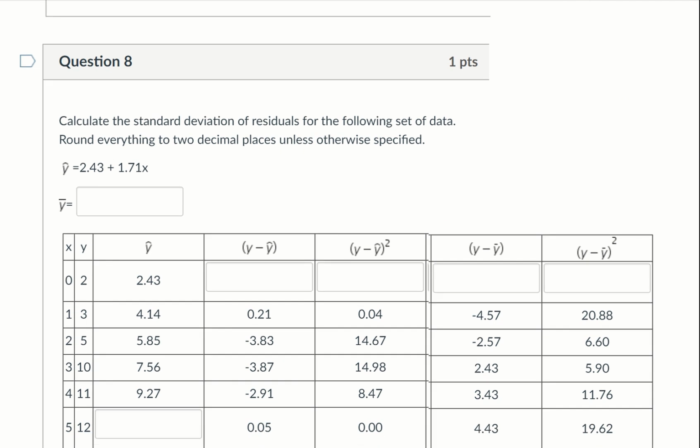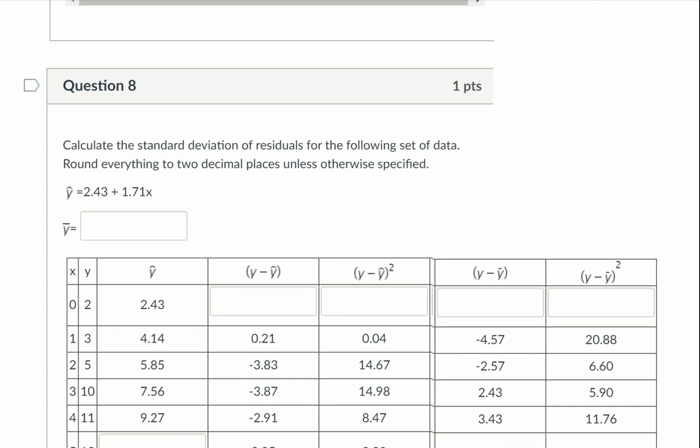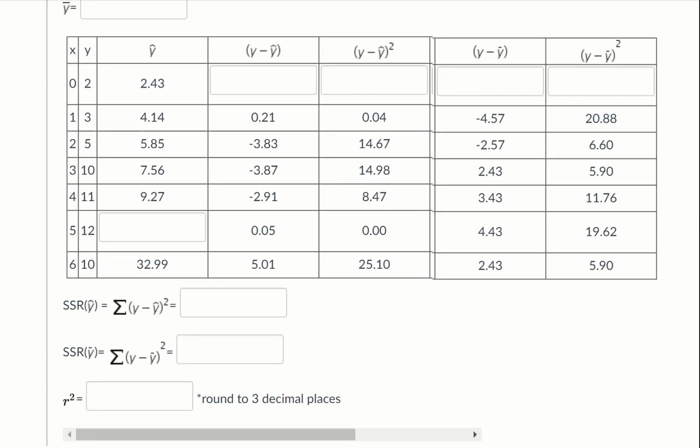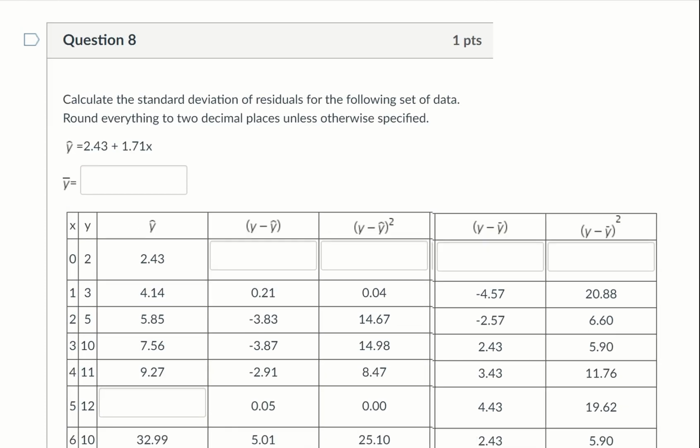All right, question 8. Calculate the standard deviation of residuals. This says standard deviation residuals. It should not say that. It should say the R squared. It should say the coefficient of determination. So that's a typo there.